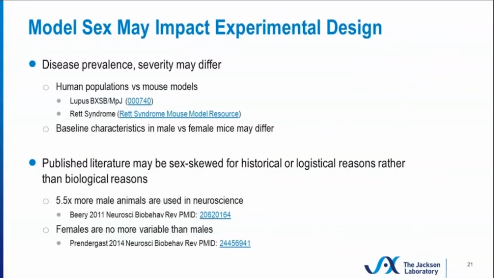Now, speaking of model sex, as you saw there, it can also influence your experimental design in other ways. Disease prevalence and severity can be different. For example, Rett patients are primarily female, but some mouse mutants have different phenotypes depending on looking at males versus females. It could also be that within the literature there is a skewing towards one sex for many reasons other than biological reasons.